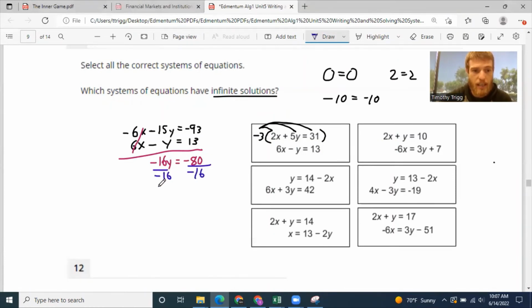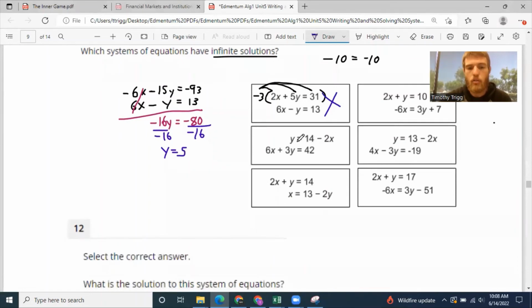So if you actually get some value, y equals, in this case, 5, where you get some value for one of your variables, like x equals something or y equals something, that means that this system of equations has a solution, has one solution. So this case that has one solution, it's not infinite solutions. So this one's going to be a no. We don't want to click that. Let's go ahead and try the next one.